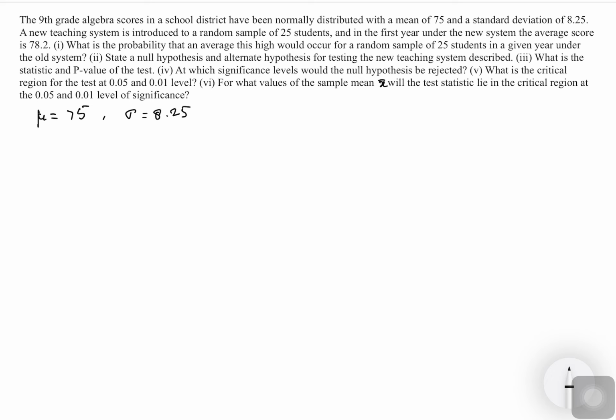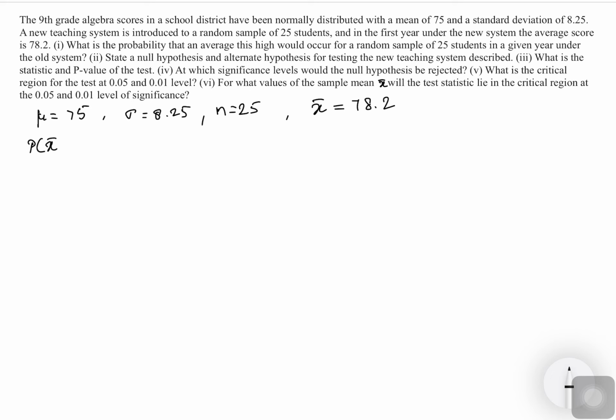A new teaching system is introduced to a random sample of 25 students. So n is equal to 25. In the first year under the new system, the average score is 78.2. So that is the average of the sample, x bar equals 78.2. They're asking what is the probability that an average this high would occur for a random sample of 25 students in a given year under the old system.